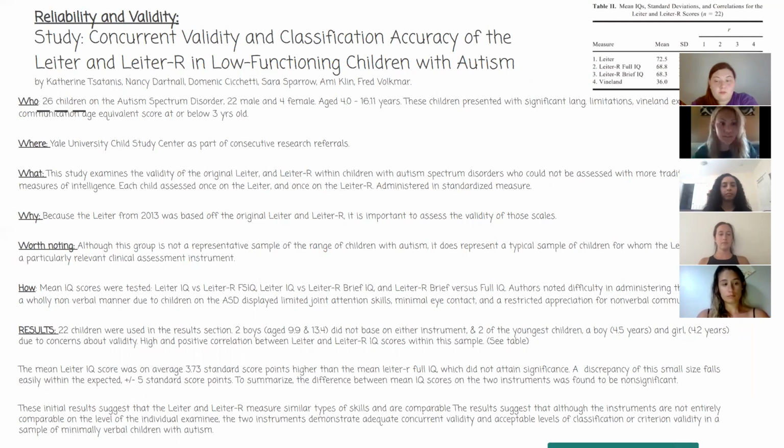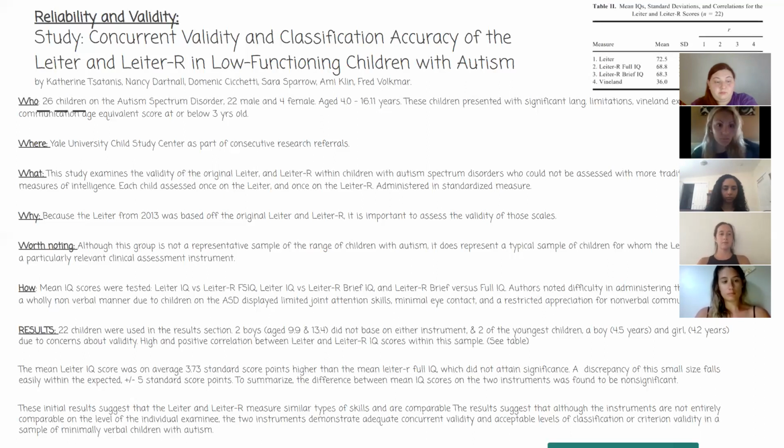So who was this test on? This study was based on 26 children who were on the autism spectrum. It was at the Yale University Child Study Center as part of consecutive research referrals. And this study examines the validity of the original Leiter and the Leiter-R within children on the spectrum who could not be assessed with a more traditional measure of intelligence that would normally be seen in regular, typical ed kids or regular schools.